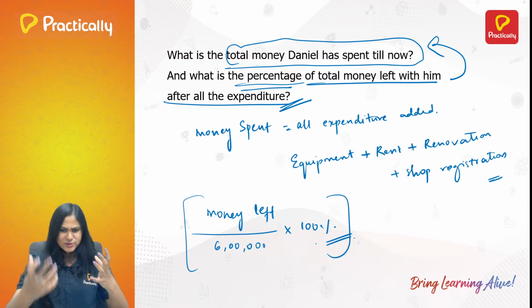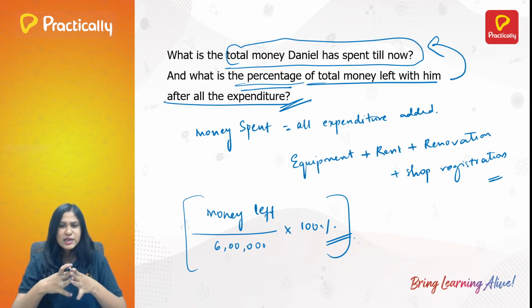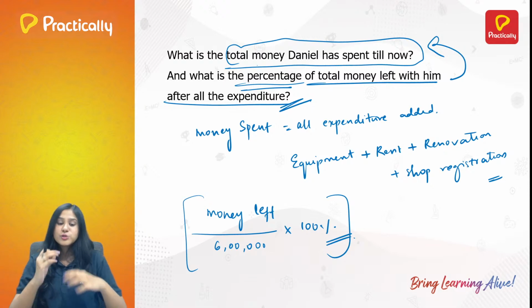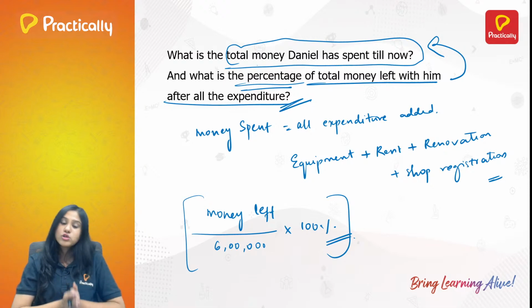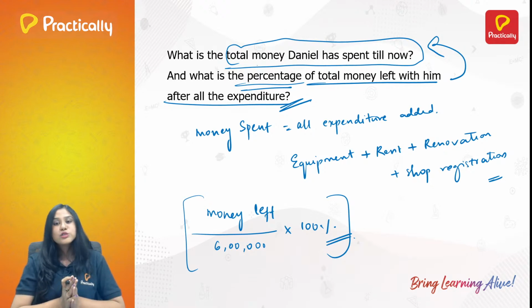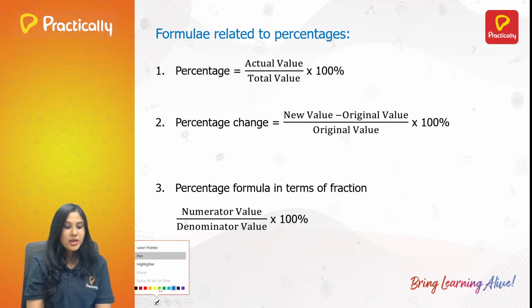This is an exercise for you, and let's see how much Daniel has spent. Has he spent correctly, or has he increased his expenditure? He definitely did not increase his expenditure. So yes, try to find out and also tell the percentage of total money left with him after all the expenditure, right? So we have done all the concepts of percentage in this story, the story of Daniel. So let us see what all concepts we have used, okay?